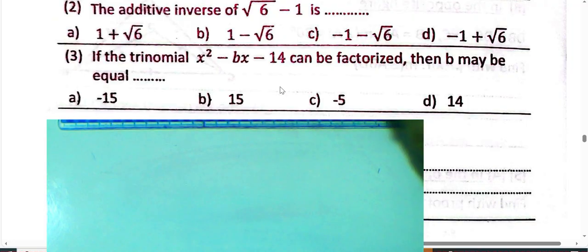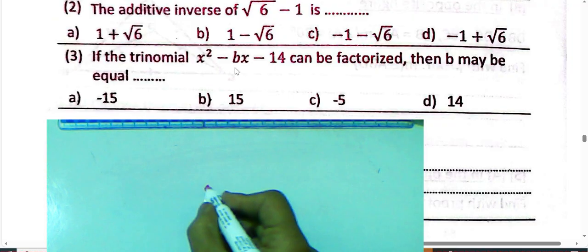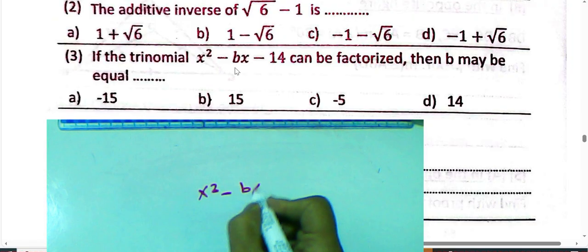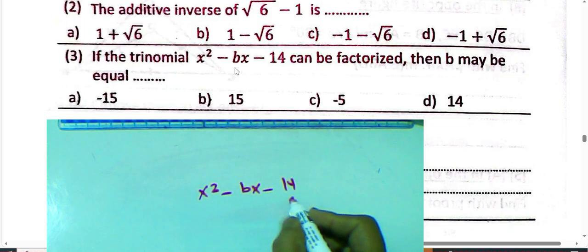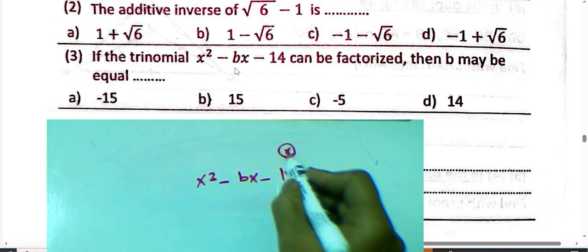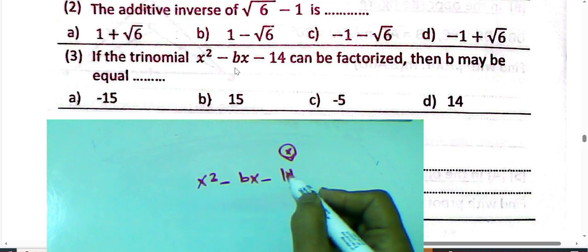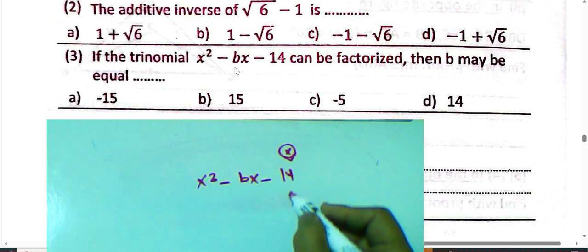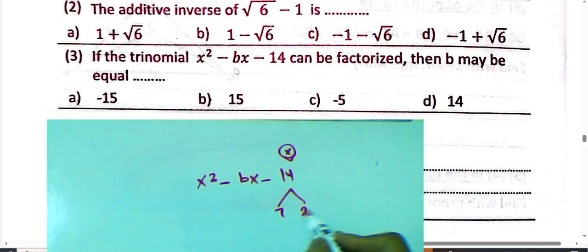The trinomial x power 2 subtract bx subtract 14 can be factorized. Find b. Okay, he asked about b. We can factorize, for example, here x power 2 subtract bx subtract 14. We need two numbers whose product is 14. Ask yourself, what are the numbers whose product equals 14? We can write 7 times 2 or 14 times 1.